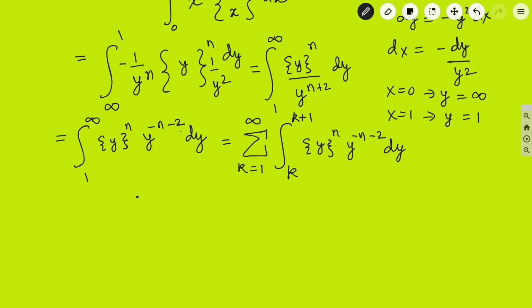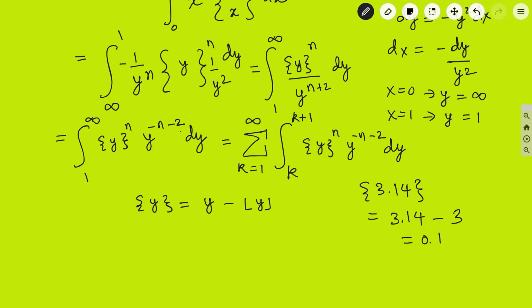To be precise, what's the fractional part of y? The fractional part of y is nothing but y minus the integer part of y. For example, if you want the fractional part of 3.14, this is nothing but 3.14 minus the integer part, which is 3, so you get the fractional part, which is 0.14. So that's how you get the fractional part. This is the formula here.